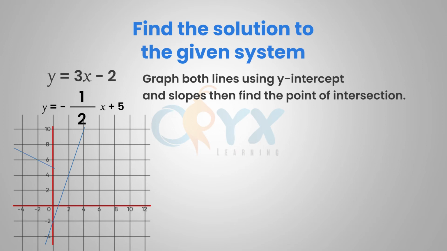For the second line, we will start at the y-intercept of +5, so we'll start at the point (0, 5), and then go down 1 and to the right 2 for our slope of -1/2. Connecting the dots again, we can see that the point of intersection is (2, 4). So the point (2, 4) is the solution.